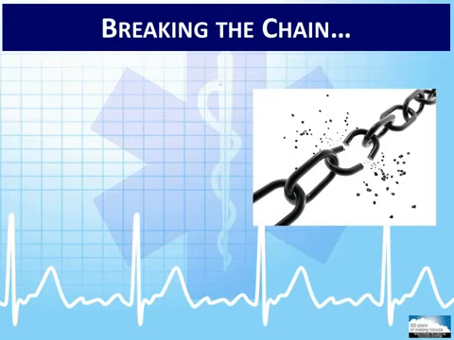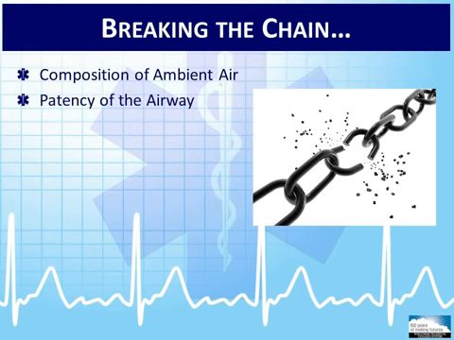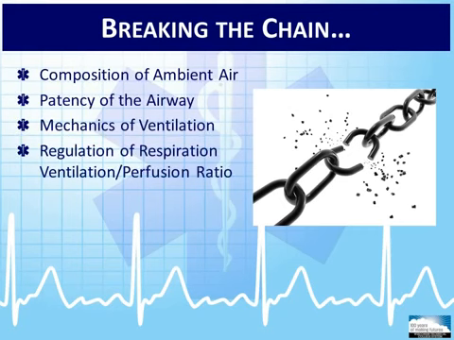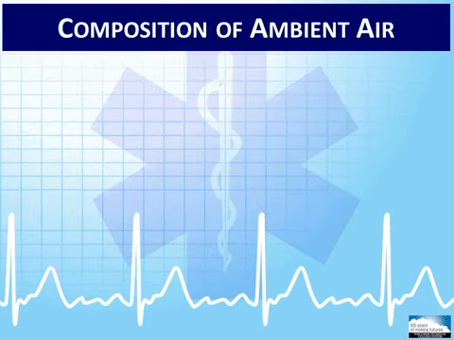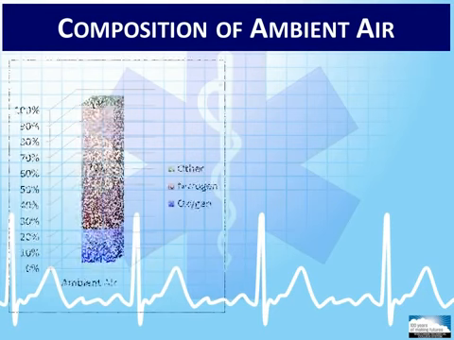This life support chain relies on the air we breathe, a patent airway, the ability to ventilate, the ability to respirate, the movement of gases throughout our bodies, the amount of blood in our circulatory system, especially when compared to the relative capacity of the circulatory system itself, the health of the heart, and the maintenance of the body's acid-base balance. Our life support chain begins outside the body with the air we breathe.